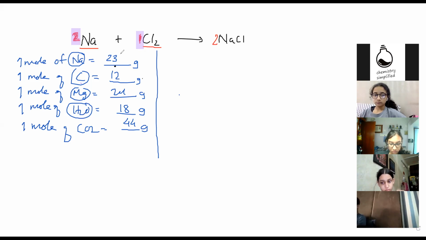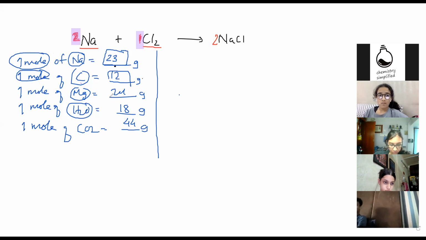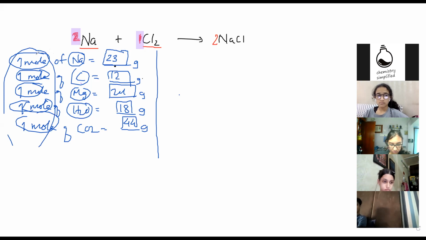So, 23 grams of sodium. So 23 grams is the mass of 1 mole of sodium. 12 grams is the mass of 1 mole of carbon. 24 grams is the mass of 1 mole of magnesium. 18 grams is the mass of 1 mole of water. 44 grams is the mass of 1 mole of carbon dioxide. So all these are masses of 1 mole of that substance.